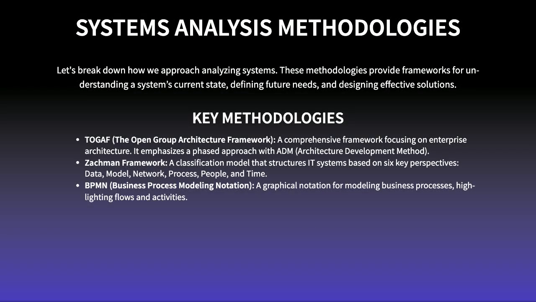Okay, let's talk about how we actually analyze systems, what we do to figure out how things work now and how they could be even better. We have a few key frameworks that help us with this. TOGAF is a big one. It's a complete architecture framework that guides you through building an enterprise architecture in stages. Then there's the Zachman framework, which helps you look at systems from 6 different angles: data, models, networks, processes, people, and time. And BPMN, well, that's a visual way to map out business processes, showing all the steps involved. These aren't competing approaches. Often organizations combine pieces of them for the best fit.